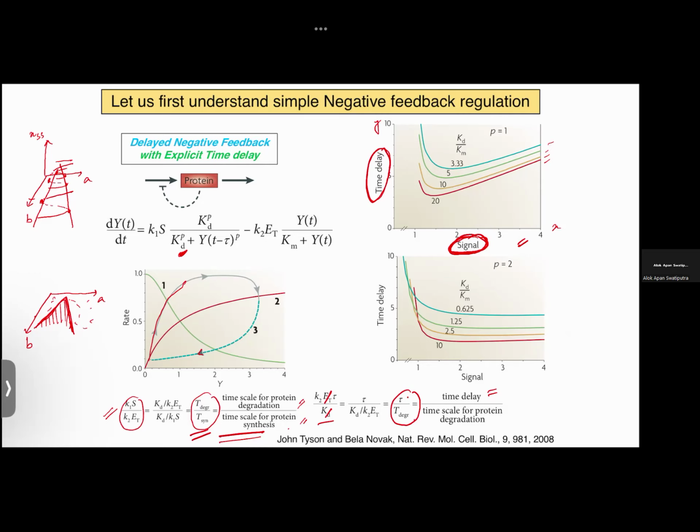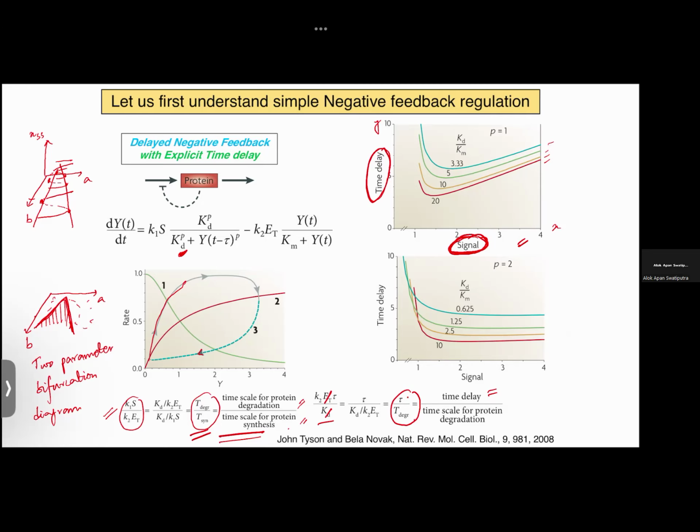So this is called a two parameter bifurcation diagram. It allows you to check how two parameters control the regions where your system will show a particular sort of behavior. Okay.